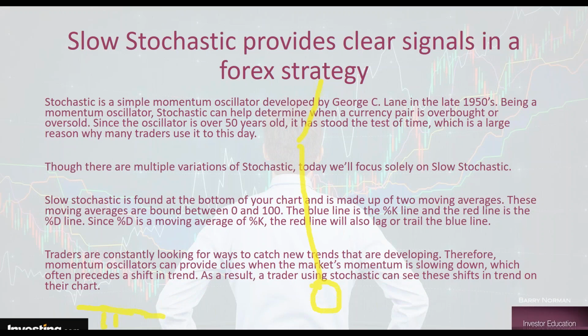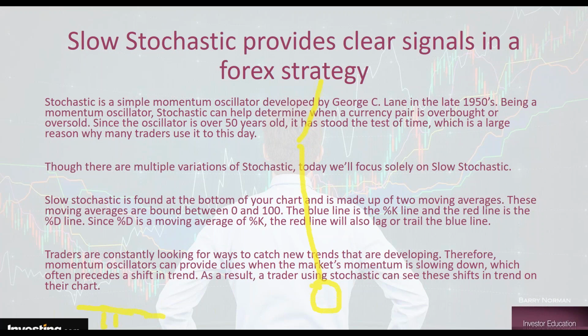Stochastics is a simple momentum oscillator developed by George Lane in the 1950s. So it's been around 65, 67 years. Being a momentum oscillator, stochastics can help determine when a currency pair is overbought and oversold. Since the oscillator is over 50 years old, it has stood the test of time, which is a large reason why many traders use it today.